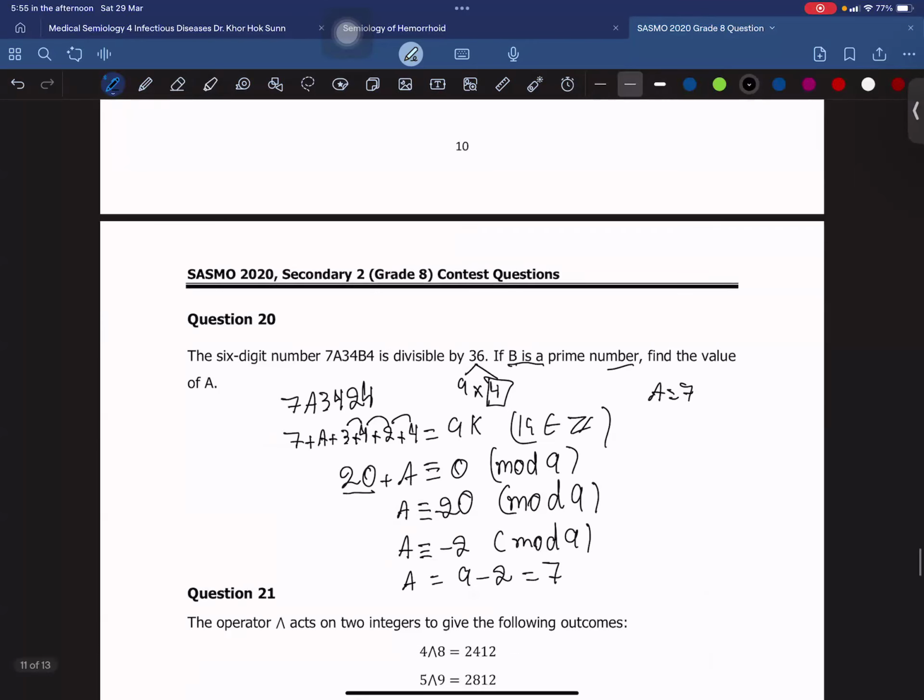Or you can just do the first method, which is 20 plus A equals 27. If we do the sum and we get, for example, 17 plus A, you just assume it's 18, something like that. Then A is going to be 1. You can assume it that way.